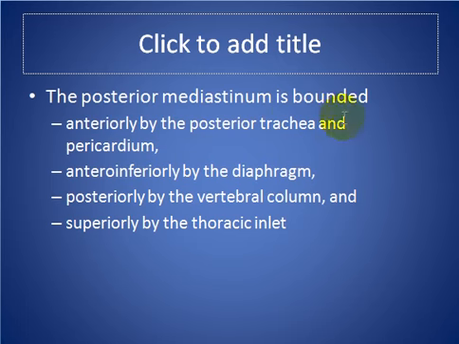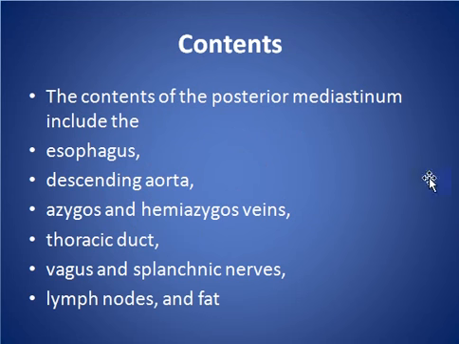The posterior mediastinum is bounded anteriorly by the posterior trachea and pericardium, inferiorly by the diaphragm, posteriorly by the vertebral bodies, and superiorly by the thoracic inlet. Contents of the posterior mediastinum include the esophagus, descending aorta, azygos and hemiazygos veins, thoracic duct, vagus nerve, and sympathetic ganglia, also lymph nodes and fat.